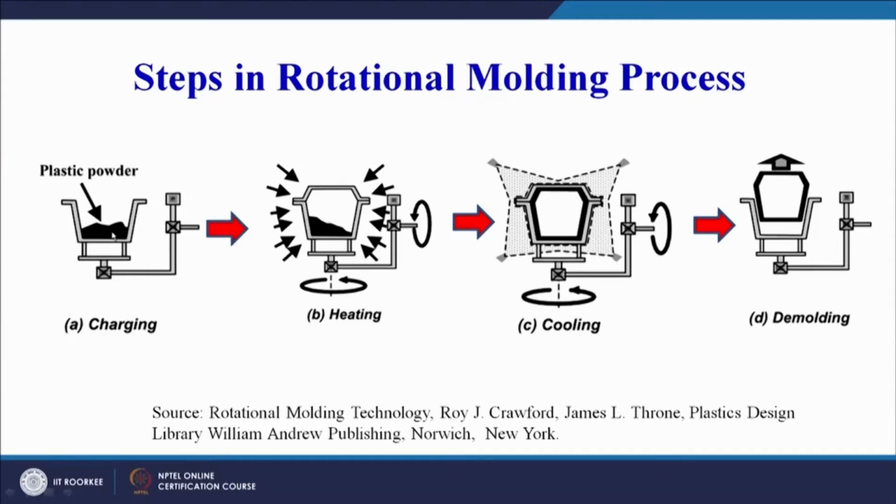The plastic, this black color, is representing the plastic powder. This is step 1, charging. Next is heating. You can see here the top part of the mold has now come into the picture and the mold is now closed, and these black arrowheads represent the heat, as well as you can see the rotation about this axis. This is the axis of rotation and this arrow depicts the rotation of the mold.